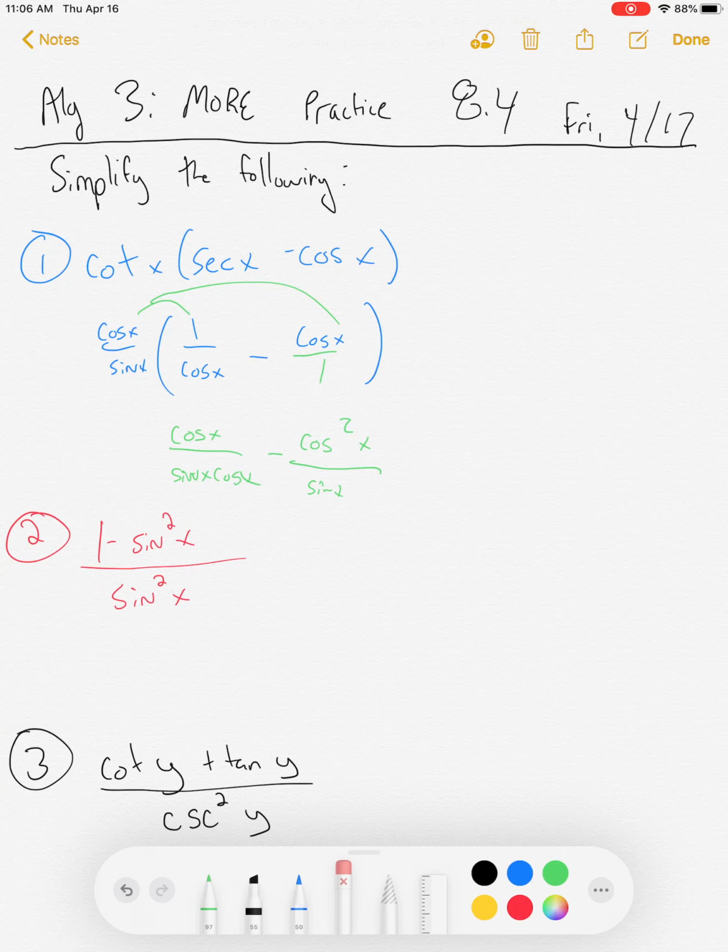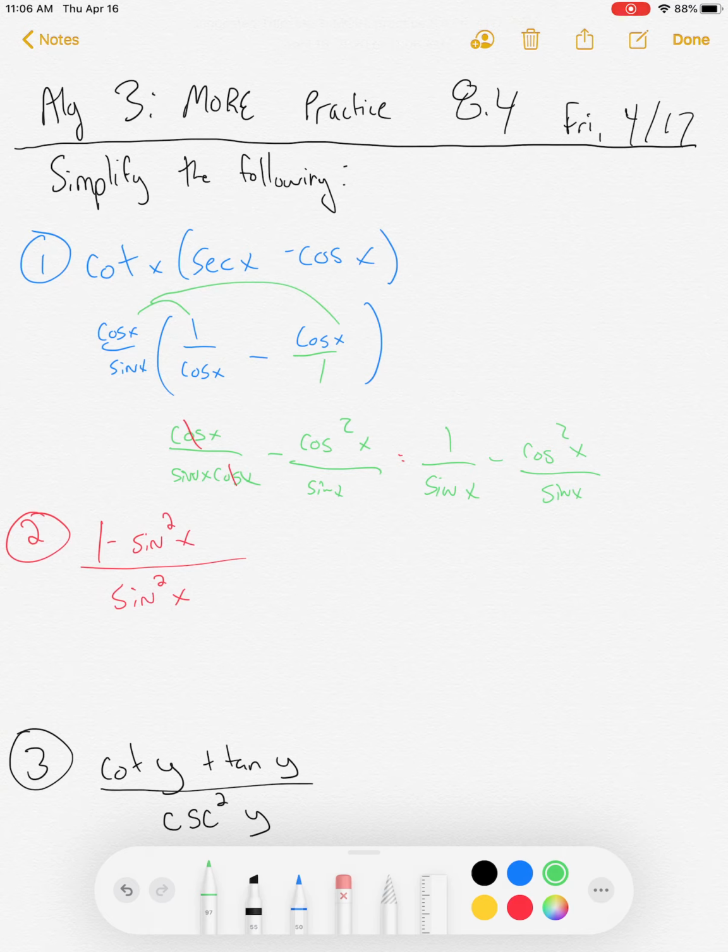Okay, now that I have this, what I can do is cross off a few portions. So in my first fraction, in this one right here, I have a cosine on top and a cosine on bottom. So what happens is this and this cancel out. Now I'm left with 1 over sine of x minus cosine squared x over sine of x.